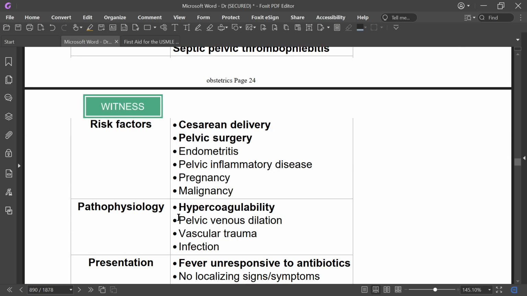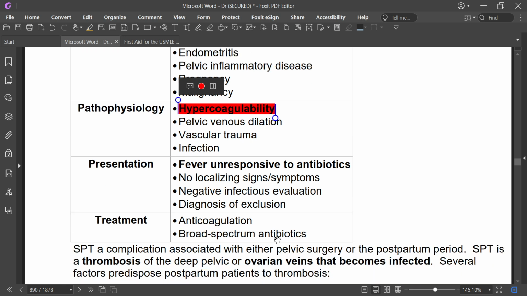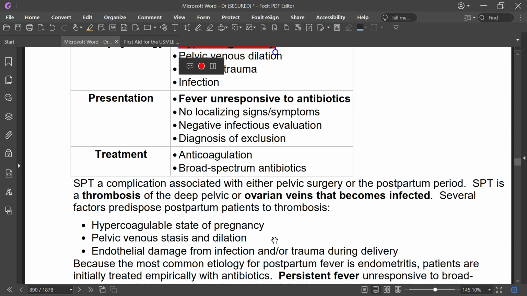There may be hypercoagulability and pelvic venous dilatation, with infection. Fever is unresponsive to antibiotics, with no localizing signs or symptoms. Diagnosis is clinical, with anticoagulation and broad spectrum antibiotics, because it occurs after pelvic surgery or in the postpartum period. It is a thrombosis of the deep pelvic or ovarian veins that becomes infected.